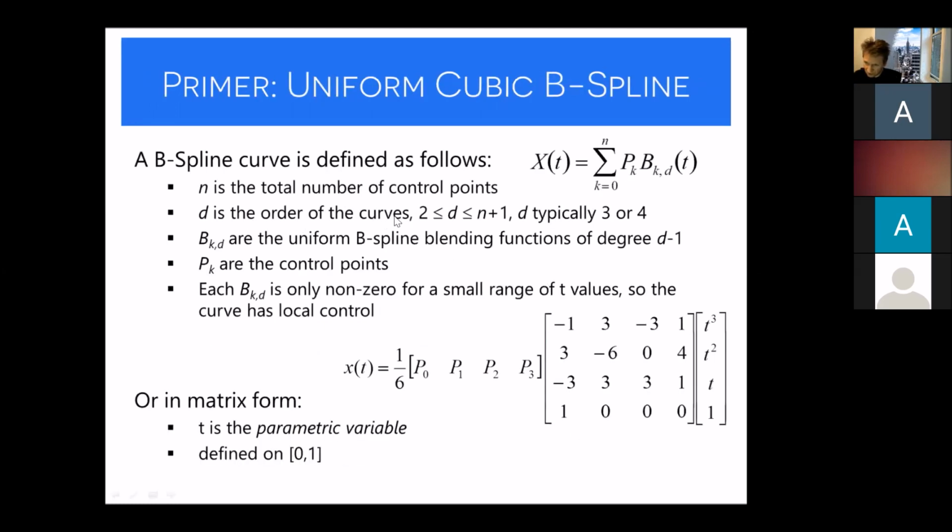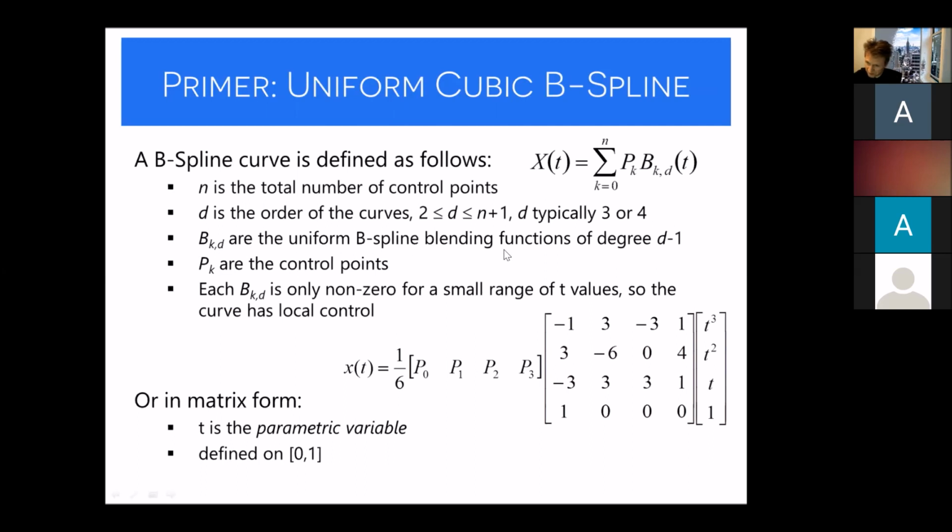And d is the order of the curve. Typically, it's 3 or 4. This is the d, okay? This determines the continuity. If you make d equals 1, then it'll have sharp edges, right? And if you use higher values, it's going to be more smooth.